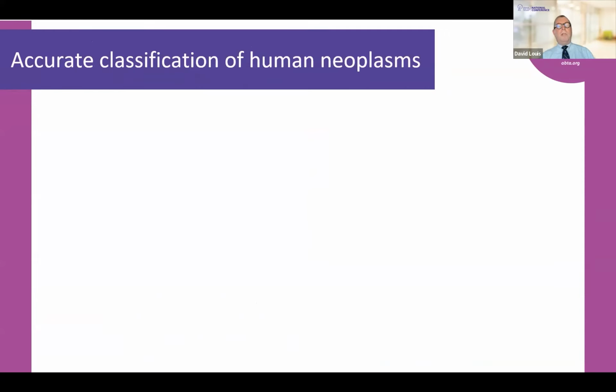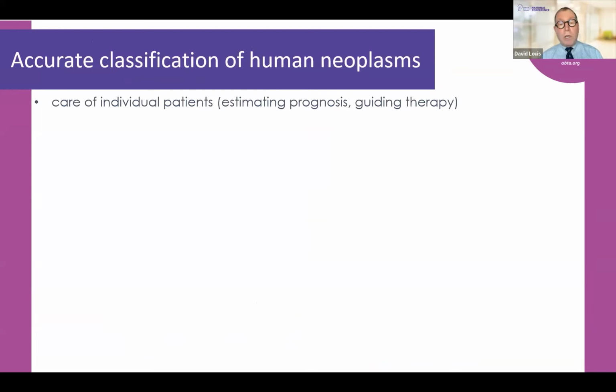So why do we then go ahead and classify human tumors? Well, what we all know about is that it's important for the care of individual patients. One type of tumor has a different prognosis from another, and the therapies are guided by the types of tumors.